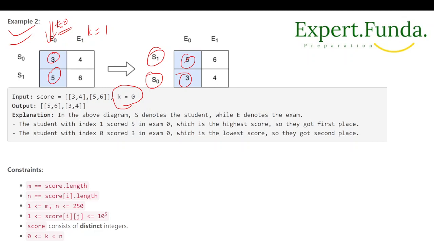And if we talk about the constraints, we have been given the score, score of i, m is score.length, and n is score[i].length.